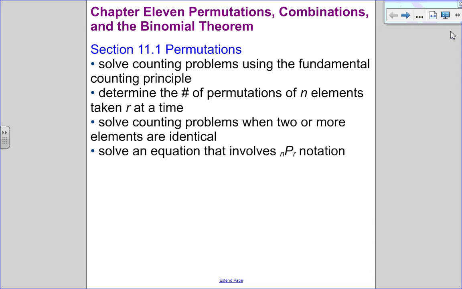Hello, Matthews Gatos here. Welcome to Chapter 11, Permutations, Combinations, and the Binomial Theorem. In this video, I'm going to do Part 1 of Lesson 11.1, Permutations.